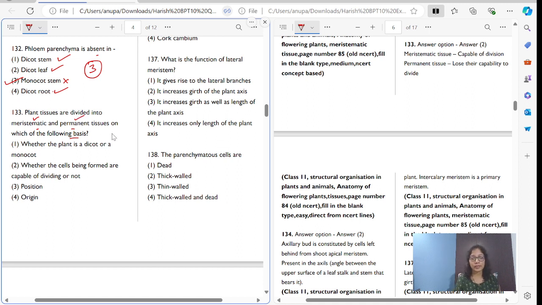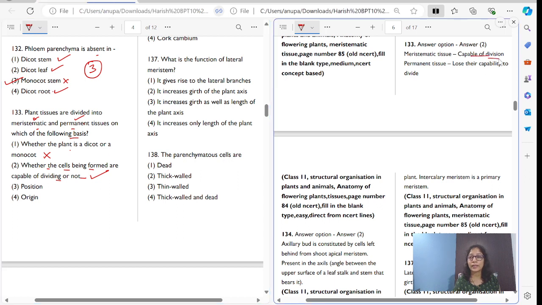Now let's read the options. The first option is whether the plant is a dicot or a monocot. This option is wrong. They are not divided on the basis of whether the plant is dicot or monocot. The next option is whether the cells being formed are capable of dividing or not. Yes, this is the correct option. The plant tissues are divided into meristematic and permanent tissue on the basis of capability of division, whether they are able to divide or not.